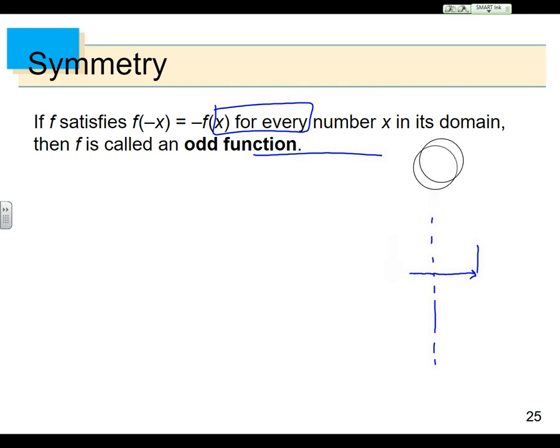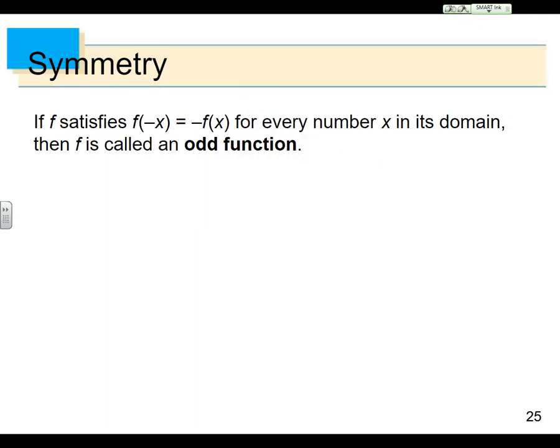Now, we also have an odd function. I might have to draw one. So in this case, f of negative x is equal to negative f of x. We call that an odd function. If I have an odd function, I'm just going to think of the most basic odd function I can, is x cubed.